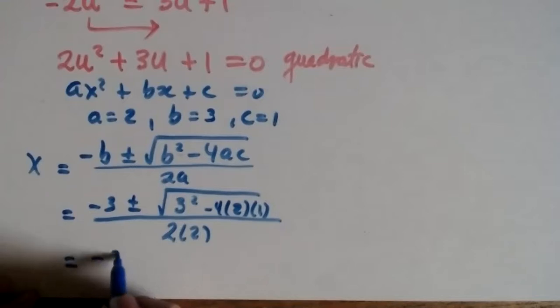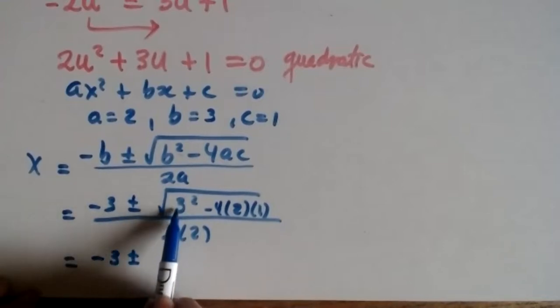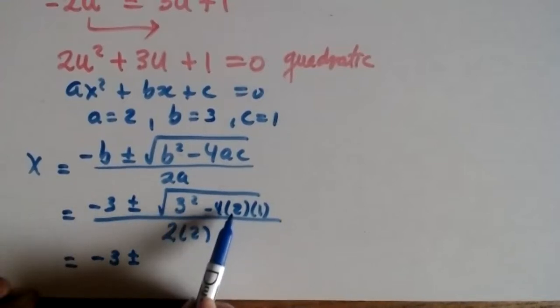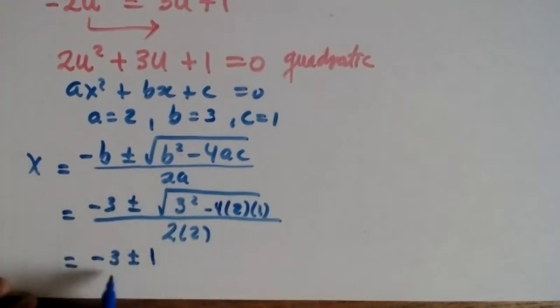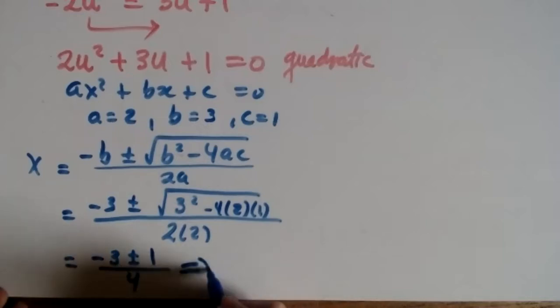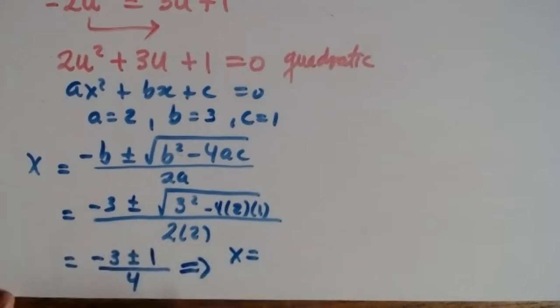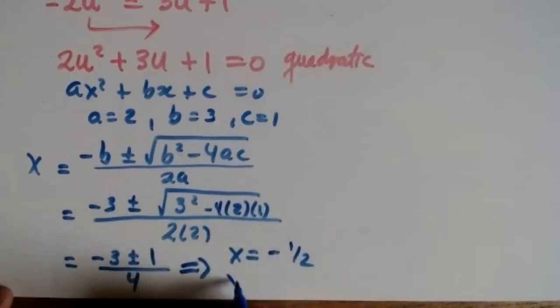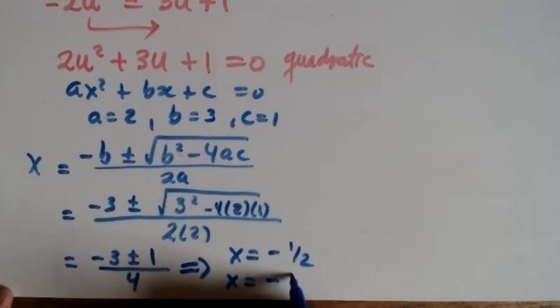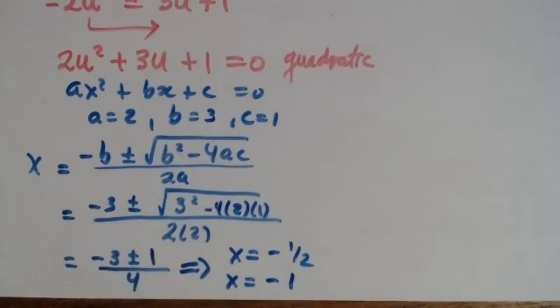So this is going to be negative 3 plus minus the square root of 9 minus 8. 9 minus 8 is 1. Square root of 1 is 1. So this is going to be negative 3 plus minus 1 divided by 4. So from here, I have that the first x is negative 1/2, and the second x is going to be negative 1. Correct? So those are the two solutions.